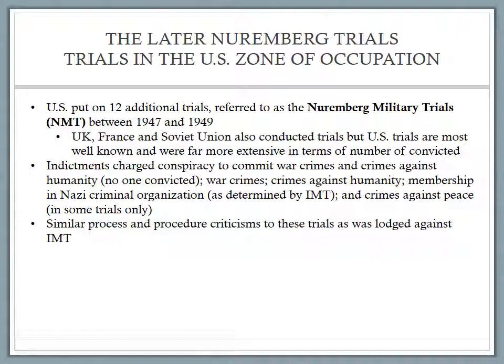They were known as military trials because they were put on by the US Army, but they were staffed and presided over by state judges and other judges from the US legal community. The indictments at the NMT charged conspiracy to commit war crimes and crimes against humanity. No one was convicted of those. War crimes, crimes against humanity, membership in Nazi criminal organizations, which were determined by the judgment of the IMT, and crimes against peace, but those were charged in some trials only.